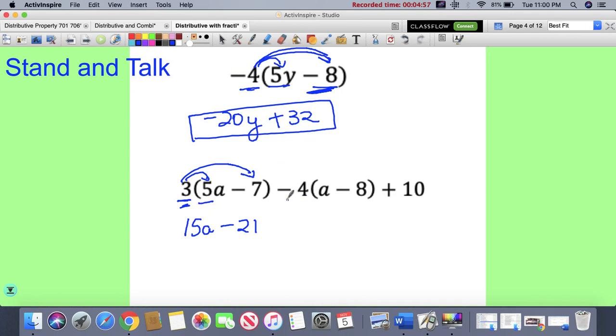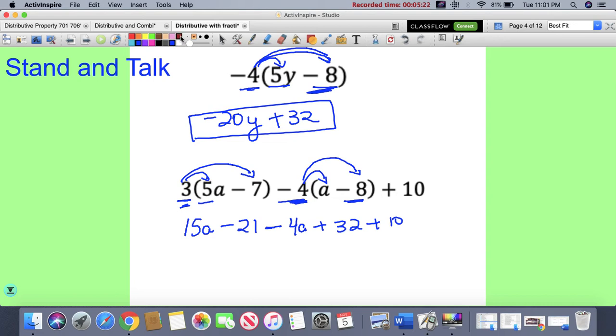Right? Continuing, now it's negative 4 times a, so it's a negative times a positive, which is going to be a negative, and it's going to give me 4a. A negative times a negative, right, because this is negative. Negative times a negative is going to give me a positive, and 4 times 8 is 32. And then I'm going to add that 10 there, because that 10 is not part of the terms inside the parentheses, so it doesn't get multiplied with 4.